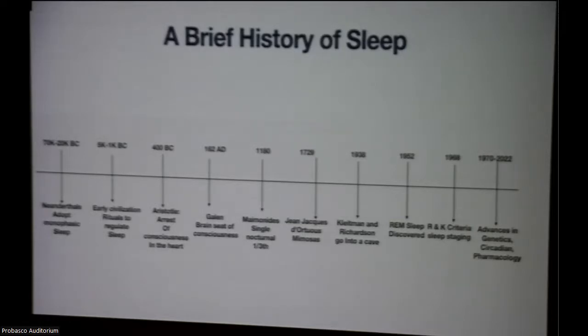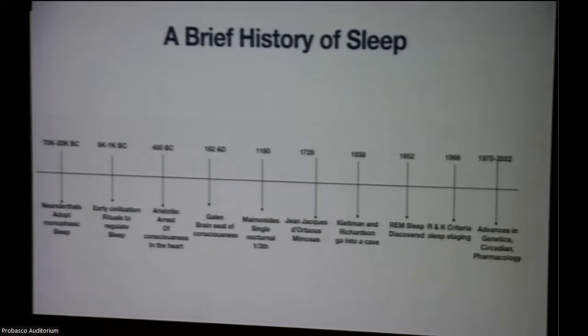Maimonides in 1180, if you're familiar with him, was a Sephardic Jew, physician, rabbi, and philosopher who in his writings described that we're supposed to be having one single shot at an 8 hour, or a third of the day, for sleep, which he guesstimated, but he was quite accurate on that.